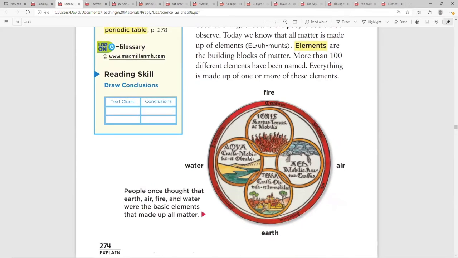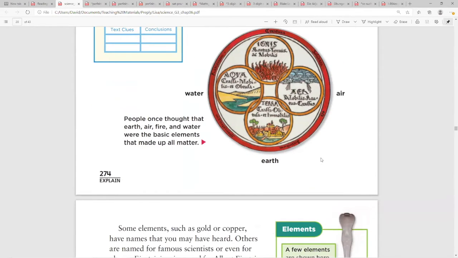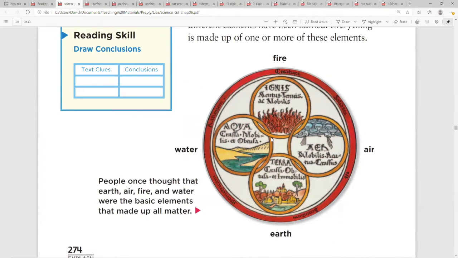And you can see this picture here. This is what people used to think in the past, that everything was made of fire, water, earth, or air. And it makes sense. They were wrong, but it makes sense. But you can see with earth, solids, right? Okay. Water, you have liquids. And what do you have with air?